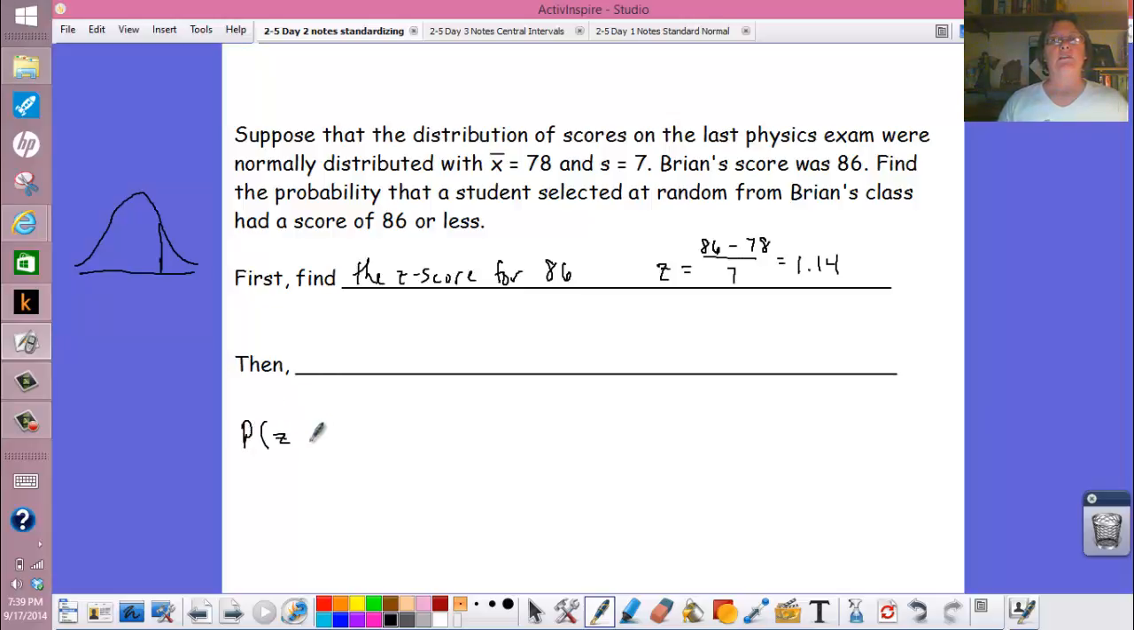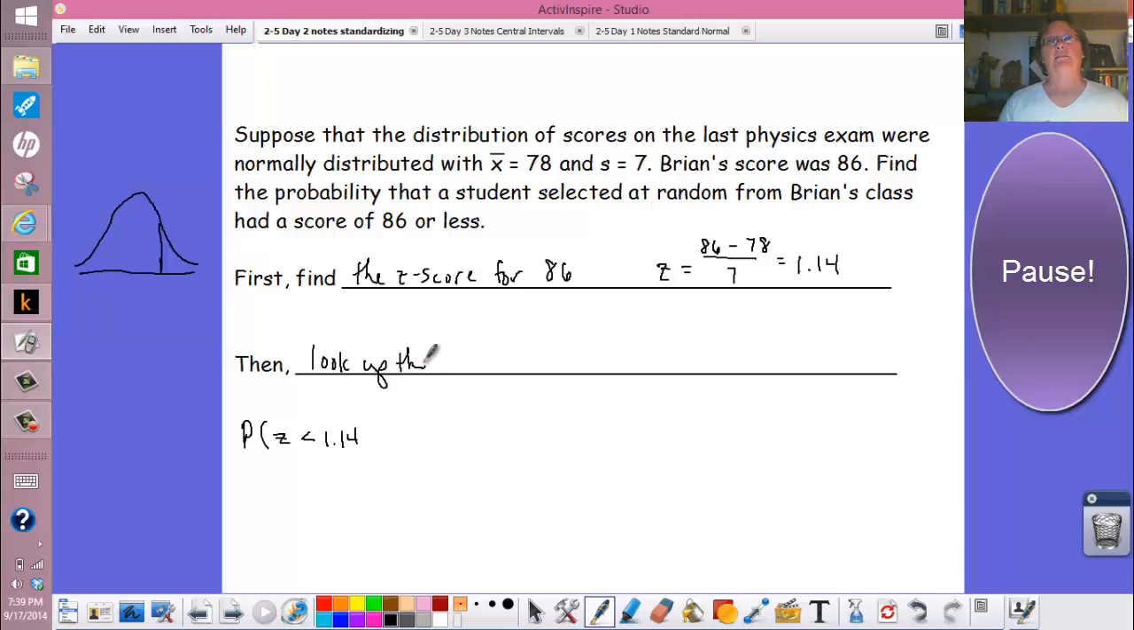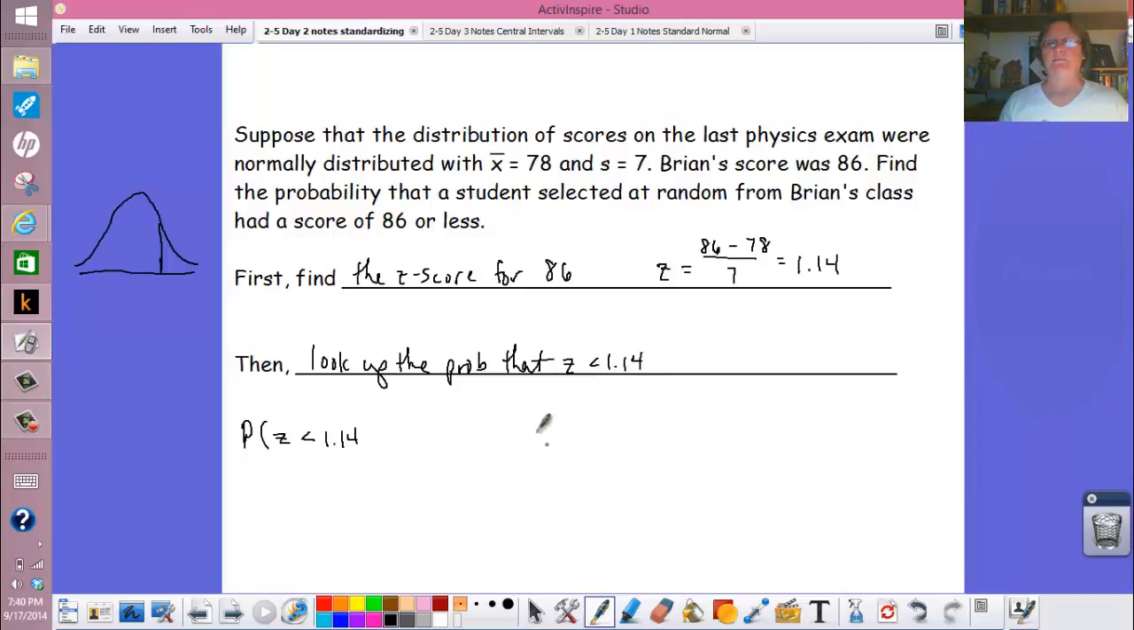We want the probability that z is less than 1.14, and we're in luck because that's what our table tells us. So what we do is look up the probability that z is less than 1.14. Will you go to your z table and find that, please?